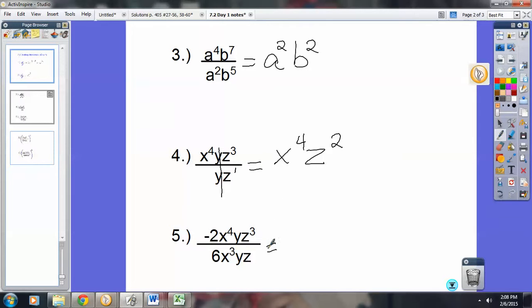Example 5. In example 5, we have a coefficient of negative 2/6. Negative 2 and 6 are not exponents, so please don't subtract them. They're coefficients. Simplify. What goes into 2 and into 6?